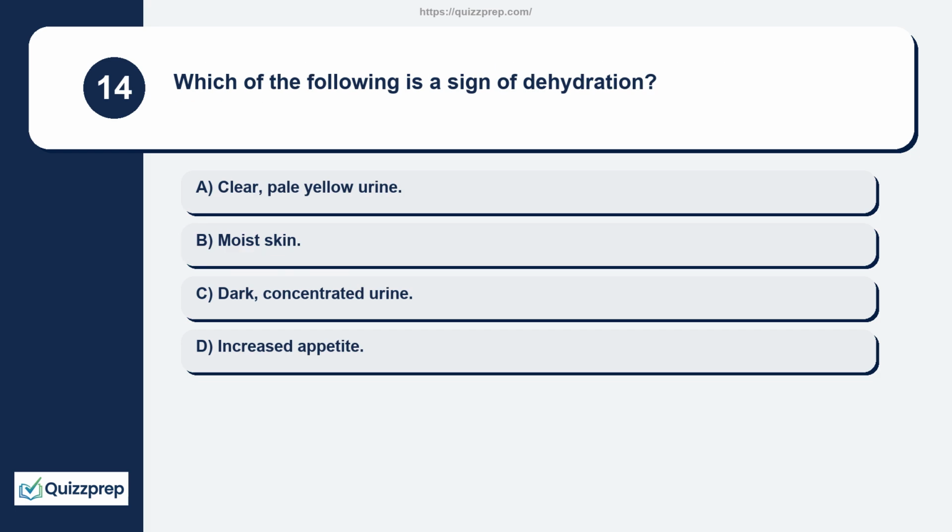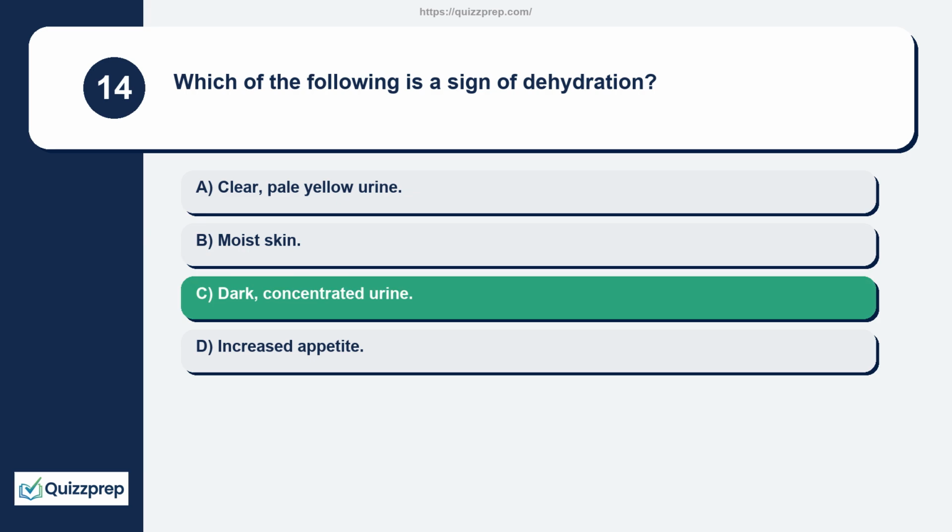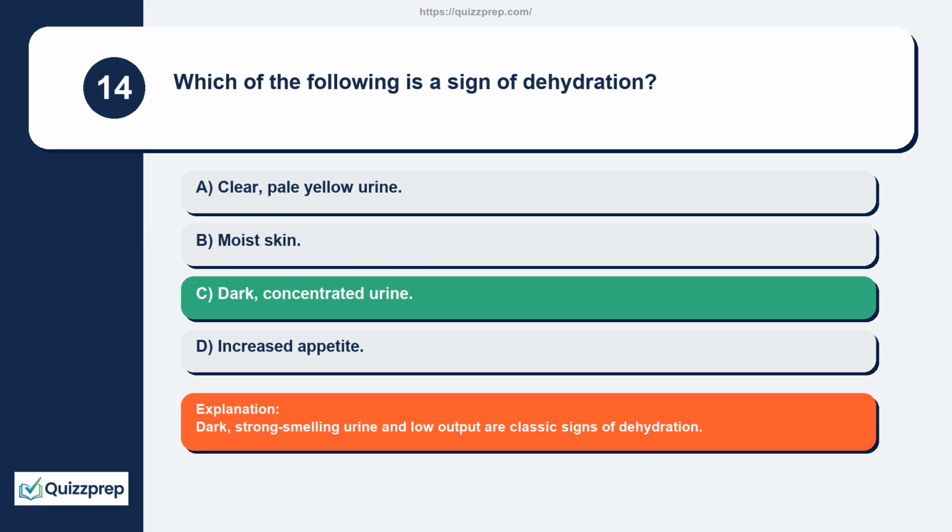Question 14. Which of the following is a sign of dehydration? Clear, pale yellow urine. Moist skin. Dark, concentrated urine. Increased appetite. Dark, strong-smelling urine and low output are classic signs of dehydration.